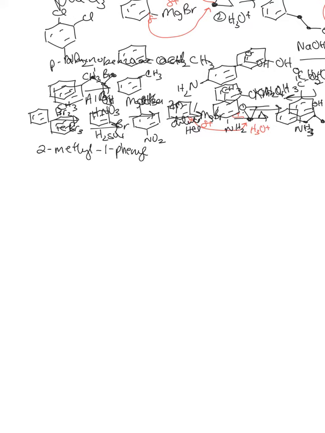2-methyl-1-phenylbutan-2-ol. Okay, so what does that look like? We have a phenyl at the 1. We've got butanol, 1-phenyl. On the 2 you have the OH, and also on the 2 you have the methyl.